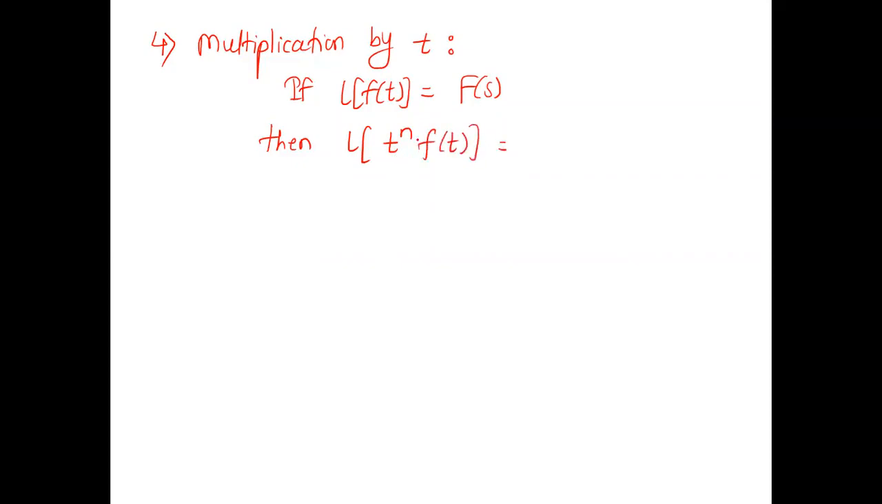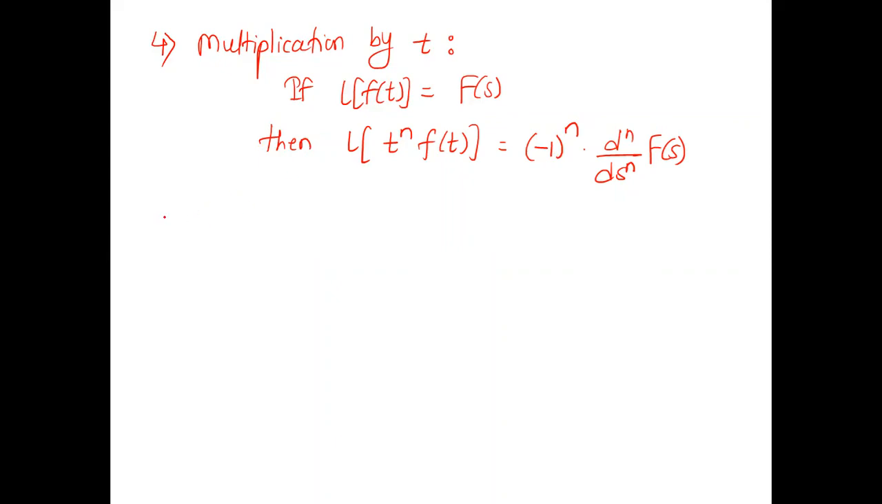If some powers of t are multiplied with f of t, then the formula says that on the other side it is minus 1 raised to n, whatever this n is, into the nth derivative with respect to s of this function. If it is t raised to n, it is the nth derivative, and minus 1 raised to n should be multiplied.